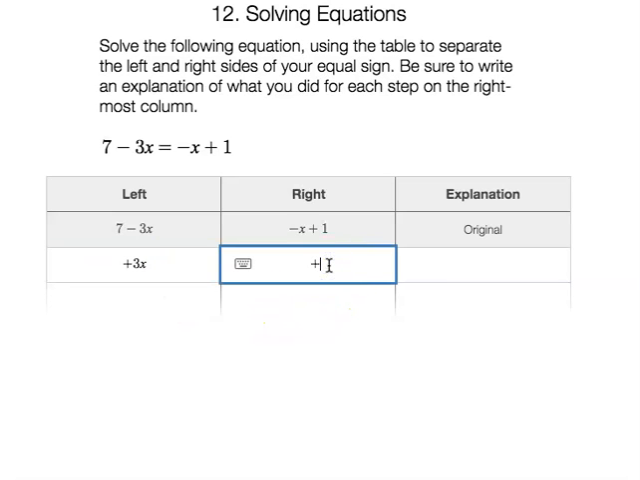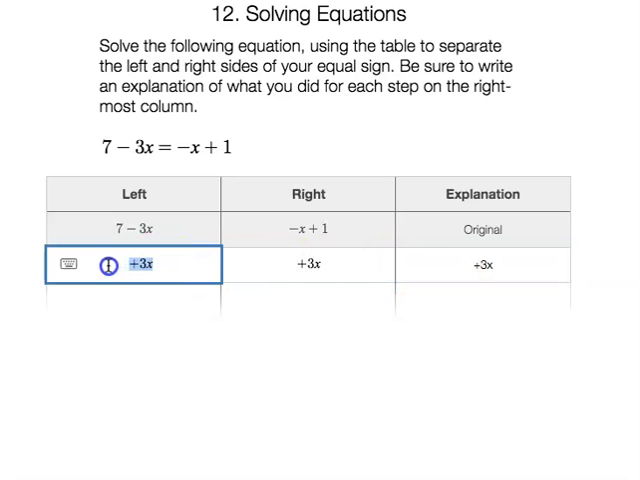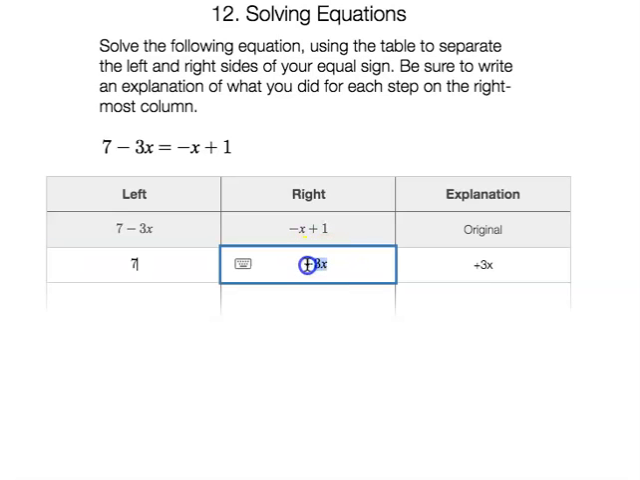So what I should be doing is this is a 7, because a negative 3x plus 3x is going to be 7, and a negative x plus 3x is going to be what? If I have a negative 1 plus 3, it's going to be 2x, or think of it as 3x minus 1x. So this is going to be plus 1.